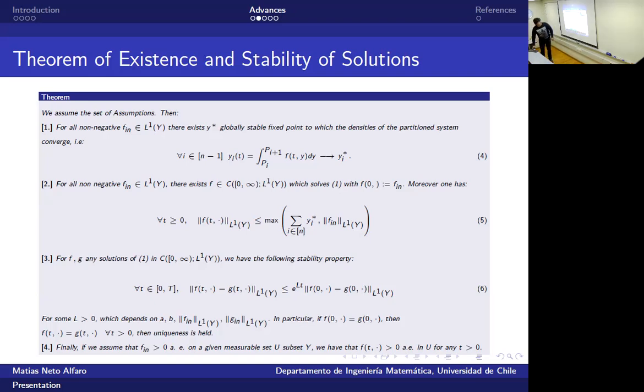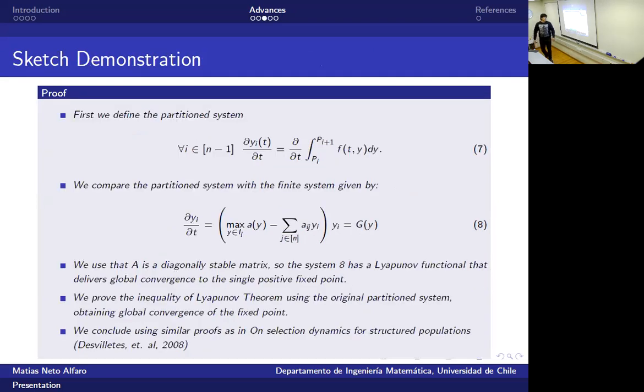And what is the sketch of this demonstration? Well, it has almost five steps. The first step is to define the partitioned system. When we use the partition of the interval Y, we compare the partitioned system with the finite system given by the next equation, where we compare the interaction function B with the entries of the matrix.